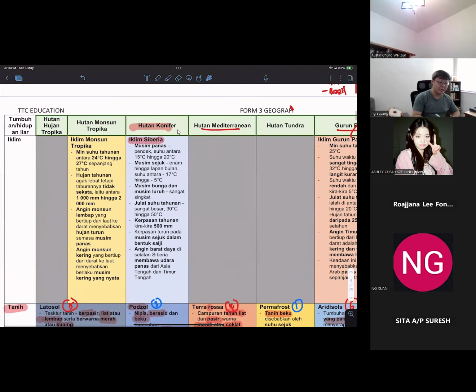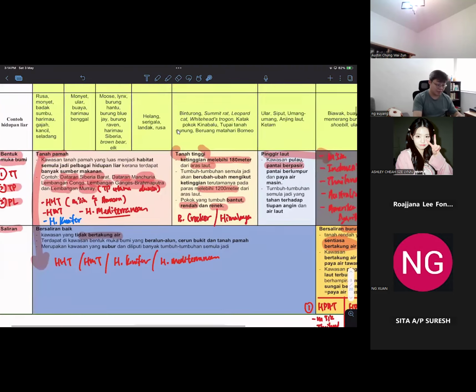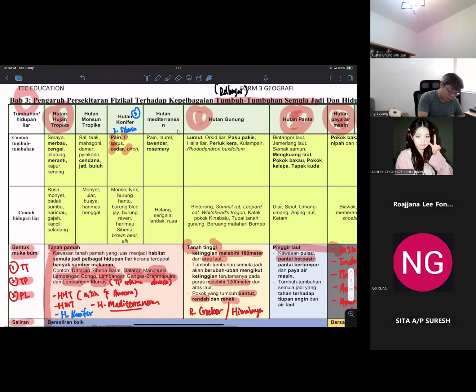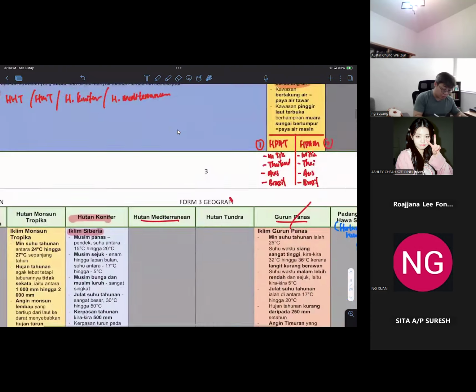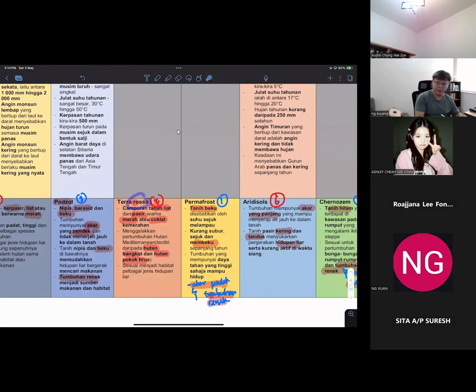So guys, memorizing the pokok-pokok in Hutan Hujan Tropica and Hutan Monsoon Tropica. Remember the CJM? I mentioned it multiple times before. CJM, so Hutan Conifer, CB, FPS, so Hutan Mediterranean. What do you have to memorize? Anyone? What are the pokok for the Hutan Mediterranean? Remember, Tanah Terra Rosa, rosemary, lavender, pokok laurel, pokok pine.